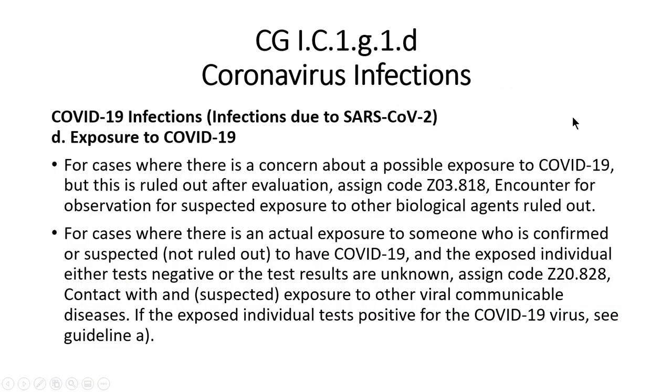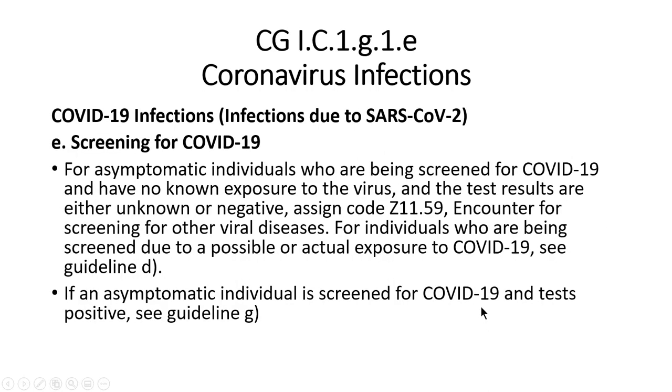This is for those patients that have been exposed to COVID-19. You're going to code the ICD-10-CM assigned code if there's a suspected exposure. If there's an actual exposure and the exposed individual either tests negative or their test results are unknown, you're going to code Z20.828. In other words, this one up here is encounter for observation, and this is contact with or exposure to the virus. So you're just going to have to read your documentation carefully to know which one to code.